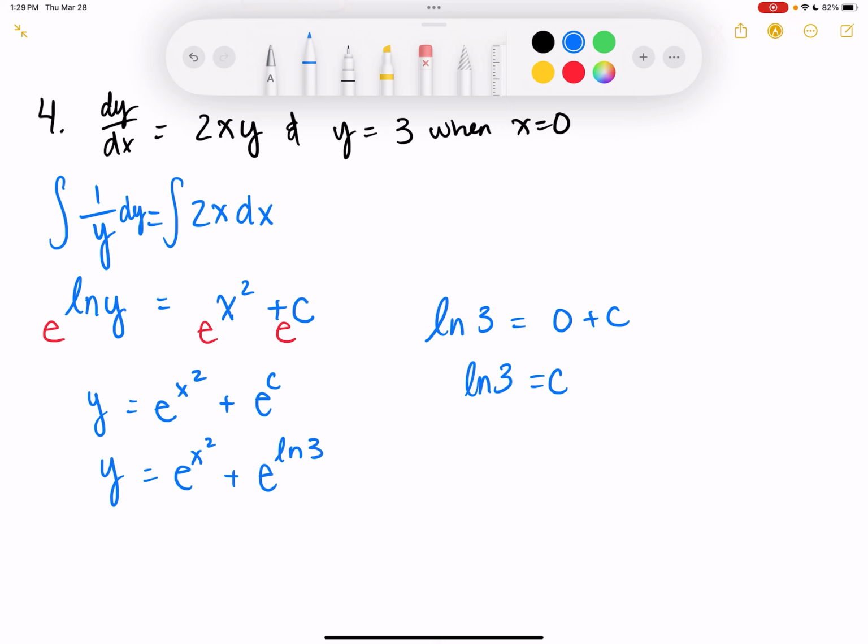Now, you wouldn't necessarily have to write all this out if you were doing it, but just for the sake of seeing it and for Ethan when he goes back for it. So then e and ln cancel, so I have y is equal to e to the x squared plus 3.